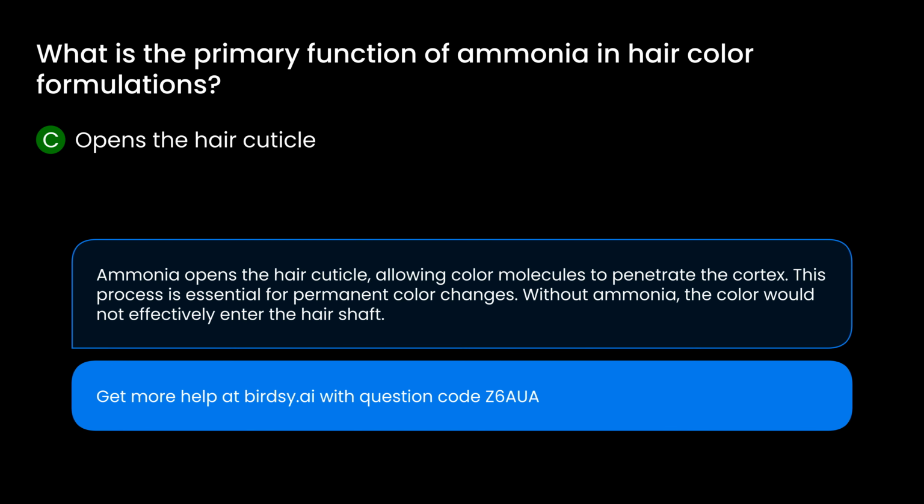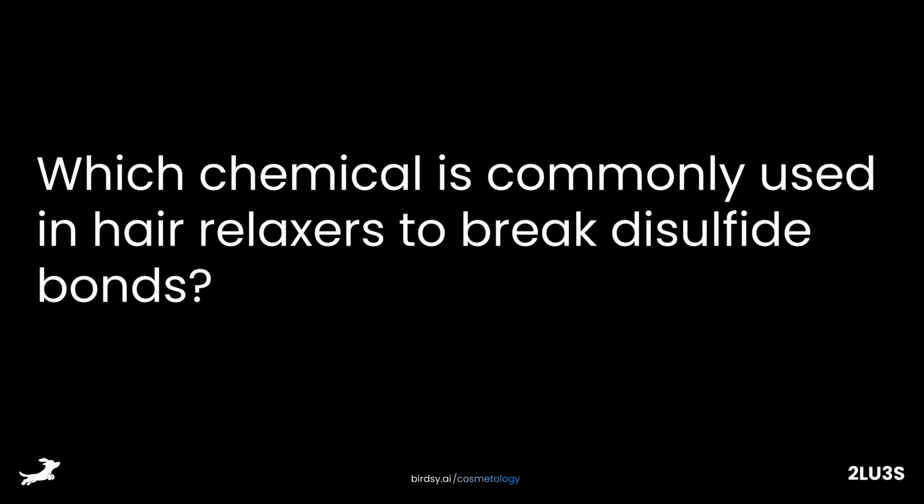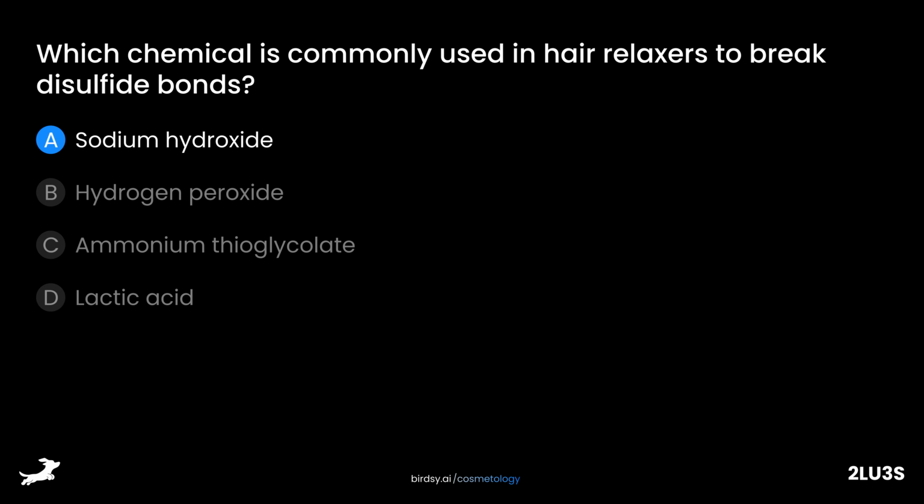Ammonia opens the hair cuticle, allowing color molecules to penetrate the cortex. This process is essential for permanent color changes. Without ammonia, the color would not effectively enter the hair shaft. Which chemical is commonly used in hair relaxers to break disulfide bonds? Is it A, sodium hydroxide, B, hydrogen peroxide, C, ammonium thioglycolate, or D, lactic acid? The answer is A, sodium hydroxide.